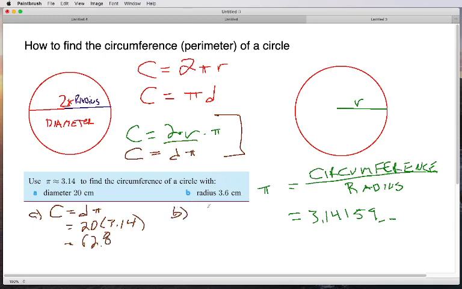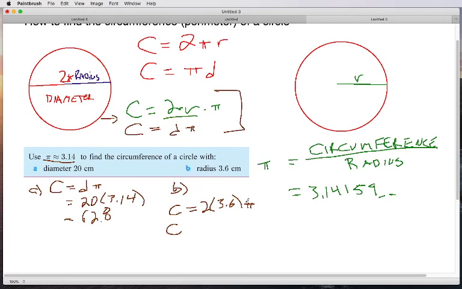In the second part of the question, they give us the radius, so we want to use the formula with the radius, which is the green one here. So in this case, we have C is equal to 2 times our radius, 3.6, times our pi value here. Okay, and now notice they say use pi is equal to 3.14. So if you use the value of 3.14, you should get the same answer in the back of the book. So if I do that, I get 22.6 centimeters.